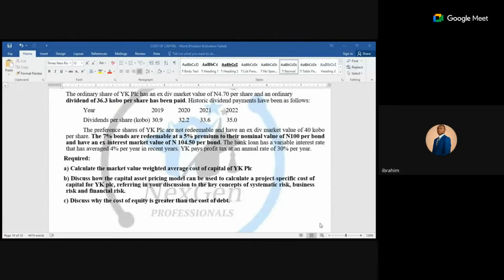Then, business risk. What is business risk? Business risks are risks that affect a specific line of a business. It is specific. A practical illustration is the CBN recapitalization policy today. It has affected the financial institutions positively, right?